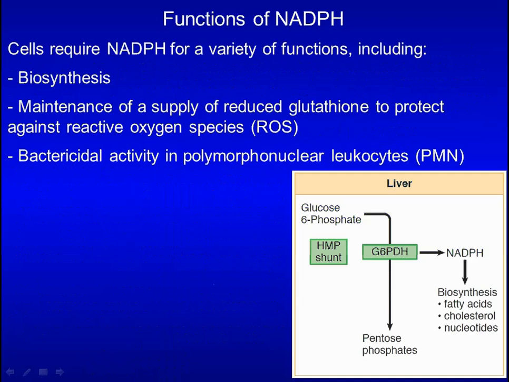NADPH has several important functions. For example, it is required for biosynthesis of fatty acids, cholesterol, and nucleotides. It is required for production of reduced glutathione to protect cells against reactive oxygen species. It is required for generation of bactericidal chemicals to kill bacteria by polymorphonuclear leukocytes, including macrophages and neutrophils.